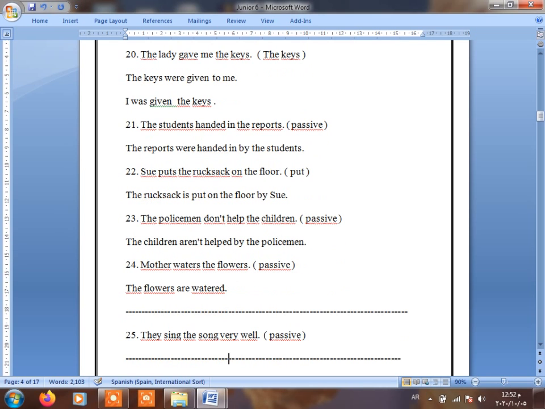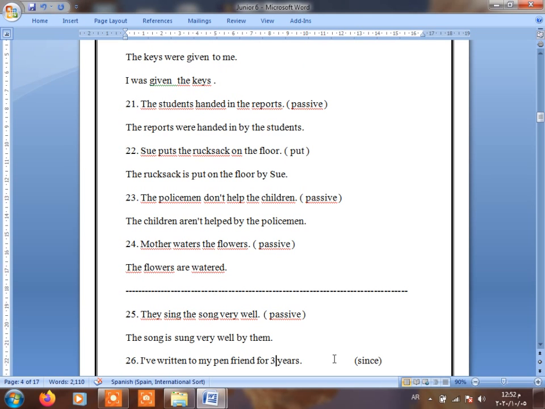Okay, they sing the song very well. So the object here is the song. So the song is sung very well by them. Sing, sang, sung. Okay, it's essential to remember the past participle of the verbs. As for this part, it has been already covered. The present perfect has already been covered.